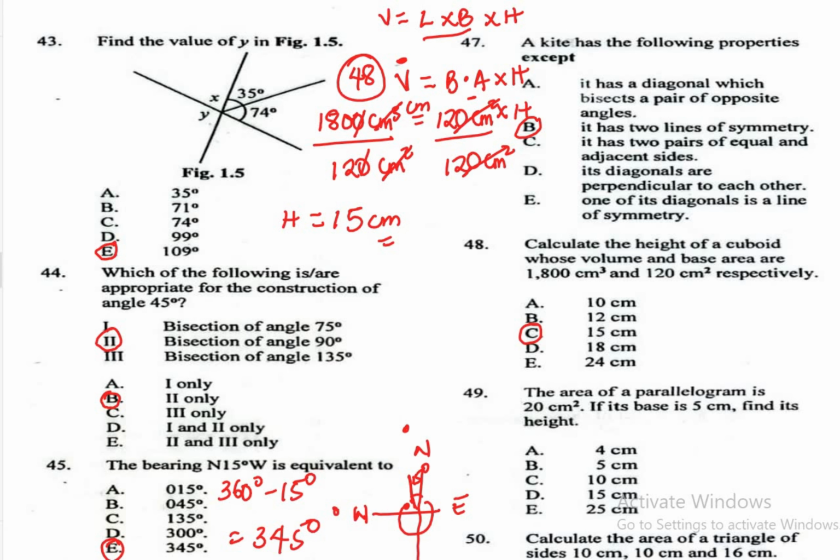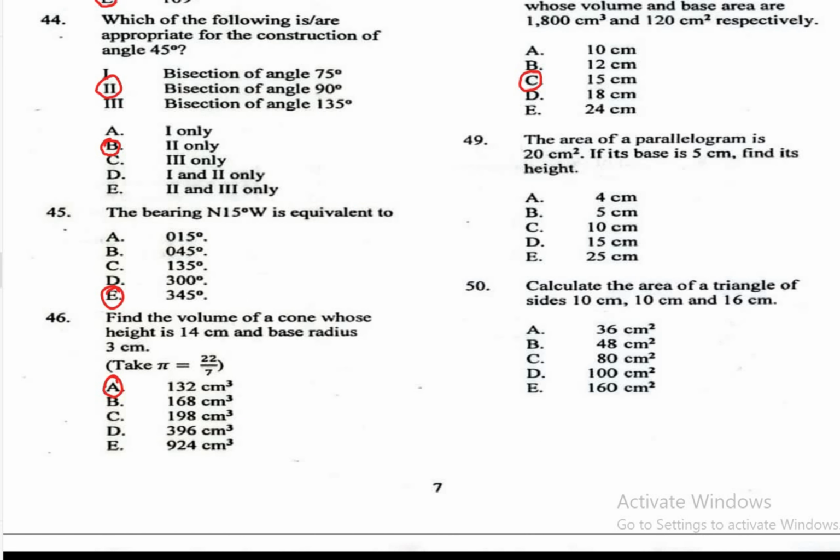Let's take question 49. All right, question number 49. The area of a parallelogram is 20 centimeters square. If its base is 5 centimeters, find its height. The formula for calculating area of a parallelogram is simply base times height. The area A has been given as 20 centimeters square. The base is 5 centimeters. They want us to find the height.